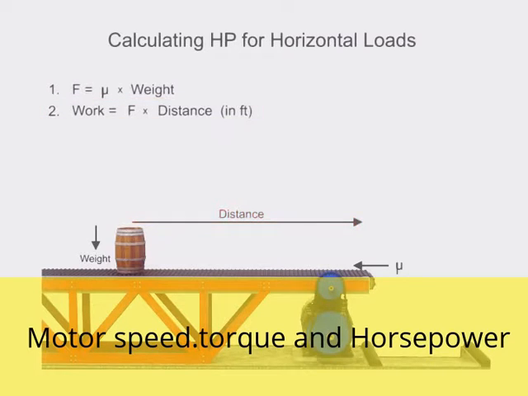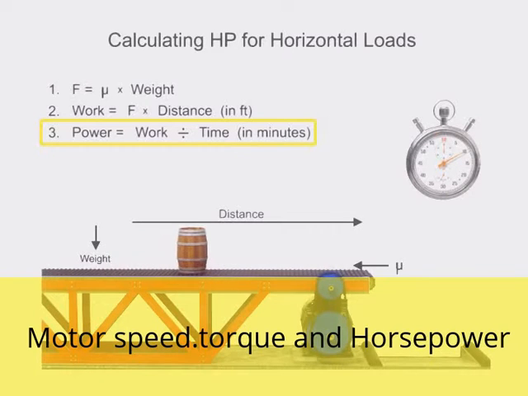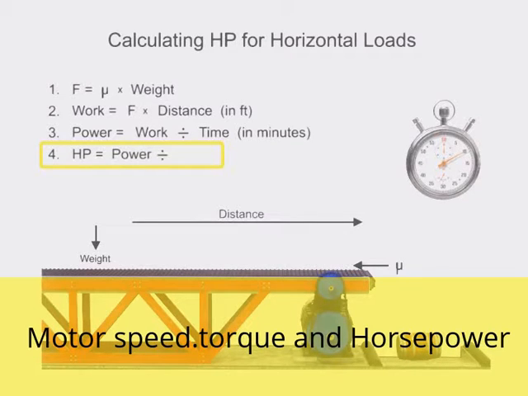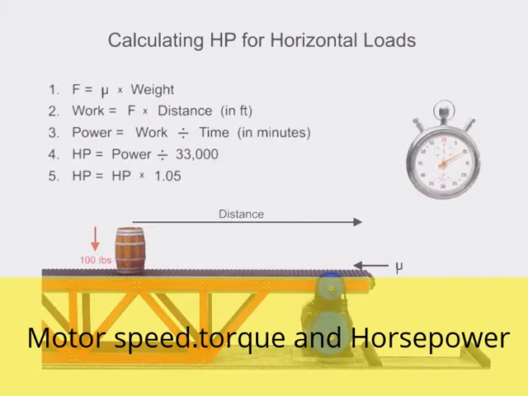Next, calculate the power by dividing the work by the time in minutes. Then convert to horsepower by dividing the result by 33,000. Finally, add 5% to compensate for estimated friction losses in the motor or cylinder. Let's try an example. Assume the barrel weighs 100 pounds. The coefficient of friction between the belt and the platform is 0.3, and the barrels move 20 feet in 0.1 minutes.